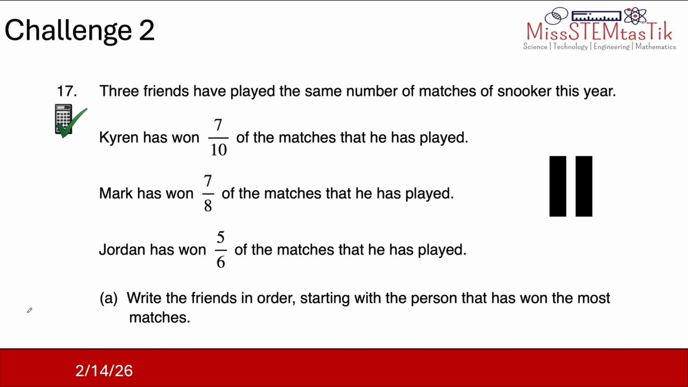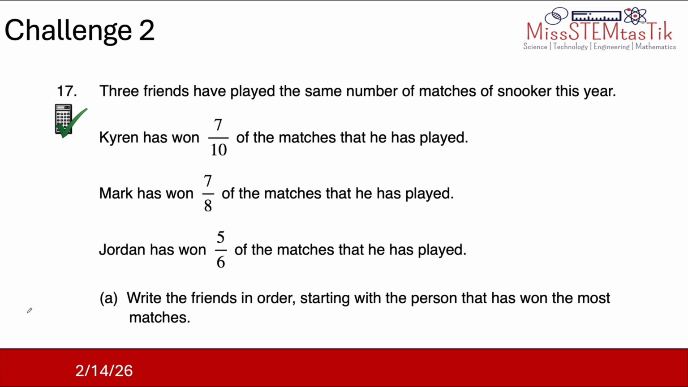So for challenge 2, 3 friends have played the same number of matches of snooker this year. Kyron has won 7/10 of the matches that he has played. Mark has won 7/8 of the matches that he has played. Jordan has won 5/6 of the matches that he has played. Write the friends in order, starting with the person that has won the most matches.